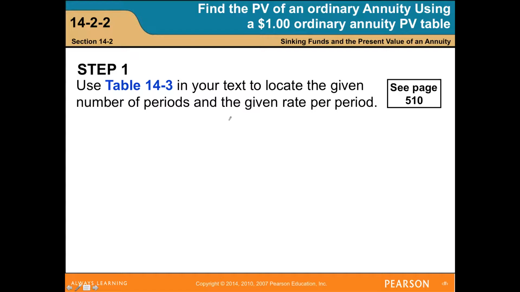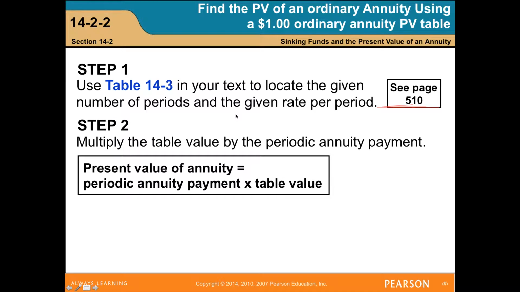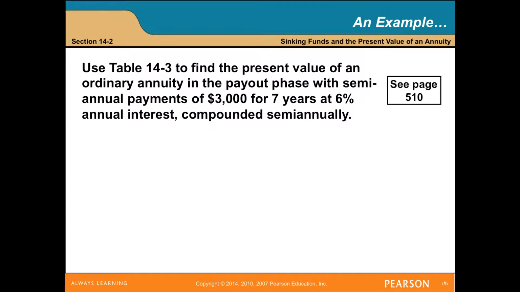Find the present value of an ordinary annuity using a $1 ordinary annuity PV table. Step 1, use table 14-3 in your text to locate the given number of periods and the given rate per period. 510, please, page 510. Step 2, multiply the table value by the periodic annuity payment. So the PV of the annuity equals the periodic annuity payment times the table value. So as an example, and if you want to follow along, I'll keep saying it and I will never get tired of saying it. You have to go to page 510 and look at the table.